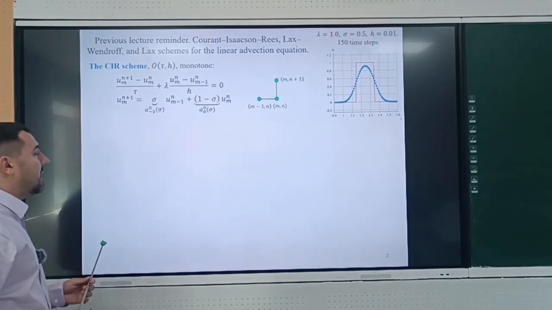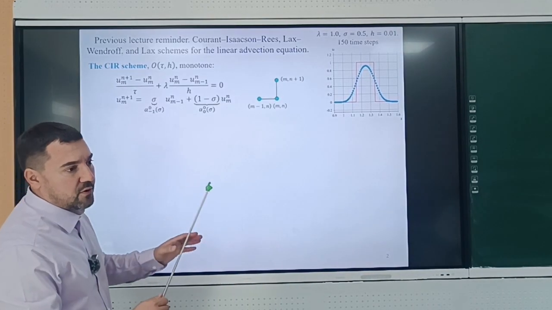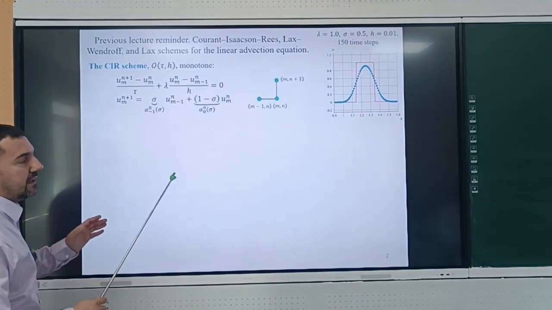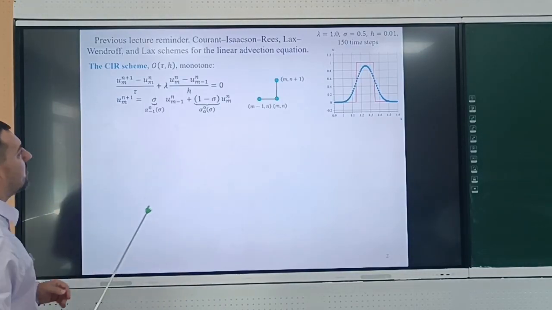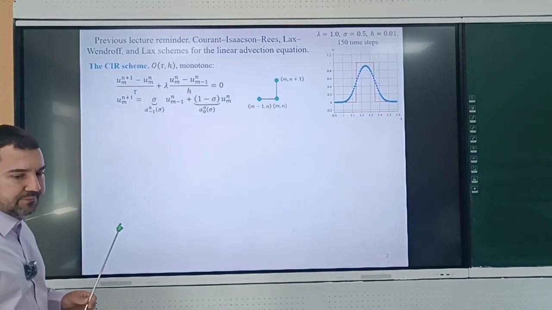So that's why first order schemes are maybe not so bad. It depends on your problem. If your time scales are not so big, and the question is to understand the physics of the process, maybe even the first order scheme is not so bad. So this is the Courant-Isaacson-Rees numerical scheme.